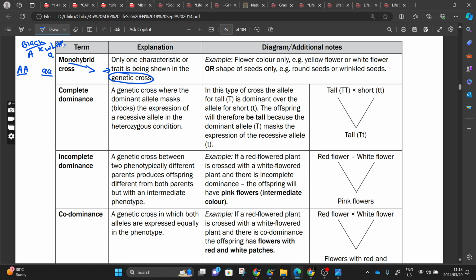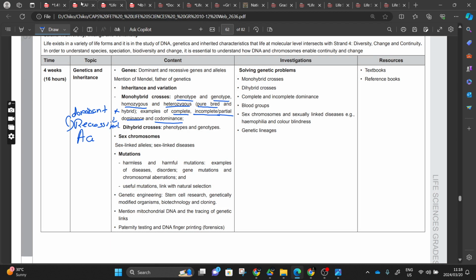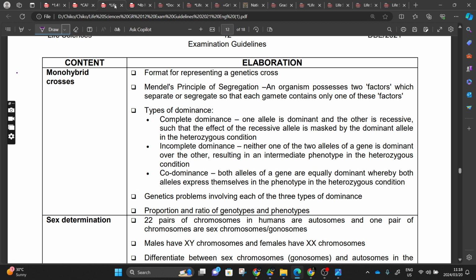This is a genetic cross. We can say this is a genetic cross where we cross one trait, or one characteristic. You are very, very right. So, okay, examination guideline, there is a format for representing a genetic cross. So we'll have to learn a format for representing a genetic cross.